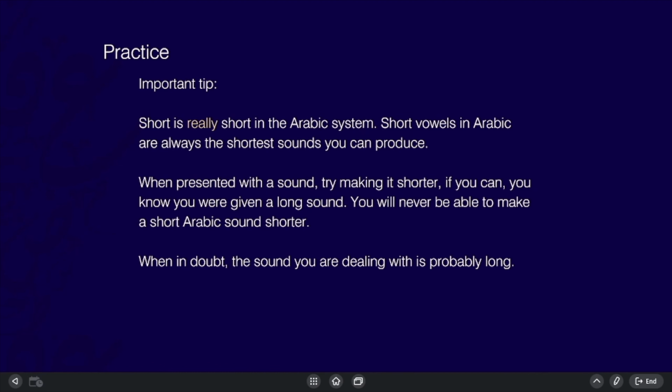So when presented with a sound, try making it shorter. If you can, you know you were given a long sound. You will never be able to make a short Arabic sound shorter. In theory, and unless you're playing with frames per second and things like that, which will make no difference. It will still be perceived as a short vowel. Another thing is that when in doubt, you're probably dealing with a long sound. Okay? So let's practice.